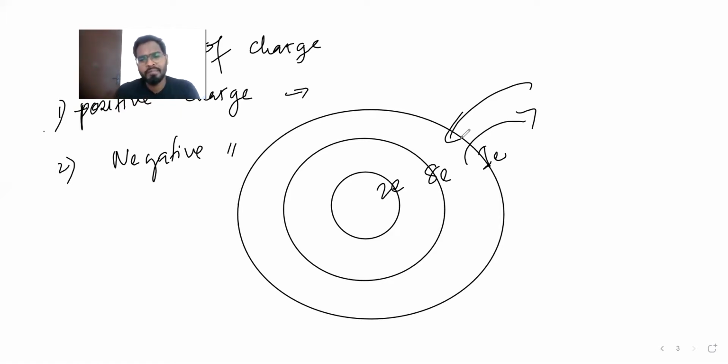Now what are we supposed to learn? Whenever we talk about giving or taking something from an atom, we are talking only with respect to electrons. So we define positive charge and negative charge with respect to electrons, not with respect to protons or neutrons. Fine. Charge is a basic concept we have learned. Excess of electrons is what? Negative charge. Deficiency of electrons is what? Positive charge.